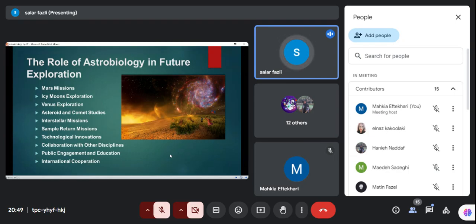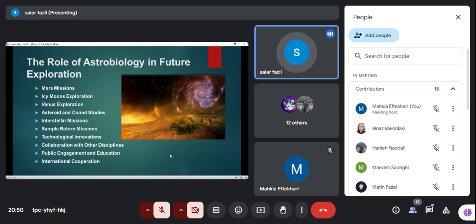And public engagement and education. Inspiring public interest in astrobiology is vital for garnering support for exploration missions. Outreach and educational programs can excite future generations about space science and the search for life.